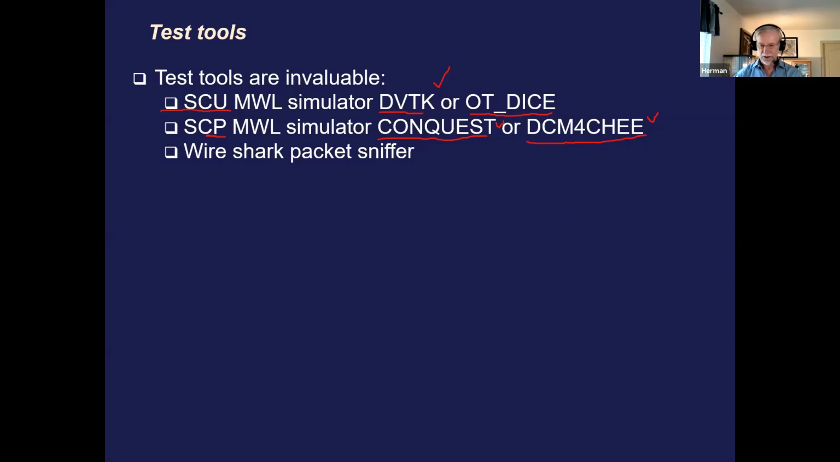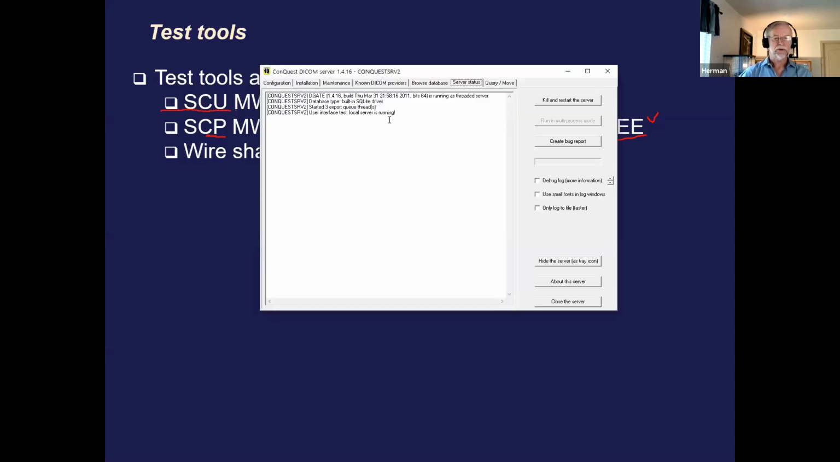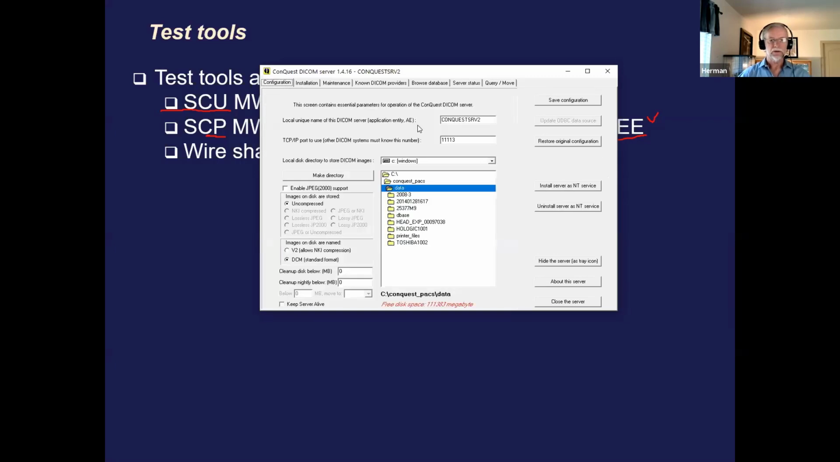So let me see, very simple. Let me pull this up. So here's an example of that open source Conquest that I just talked about. So Conquest server, right? Very easy to install. So you can look at the configuration. The Conquest has a V1, 11113. I can use a simulator to talk to it.